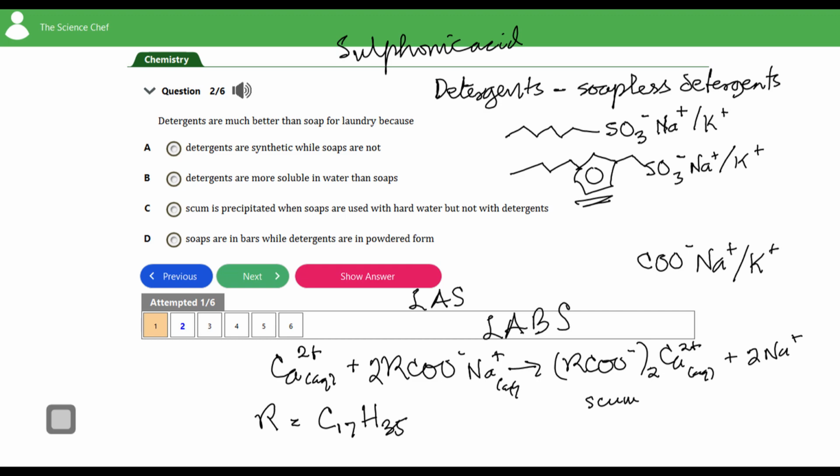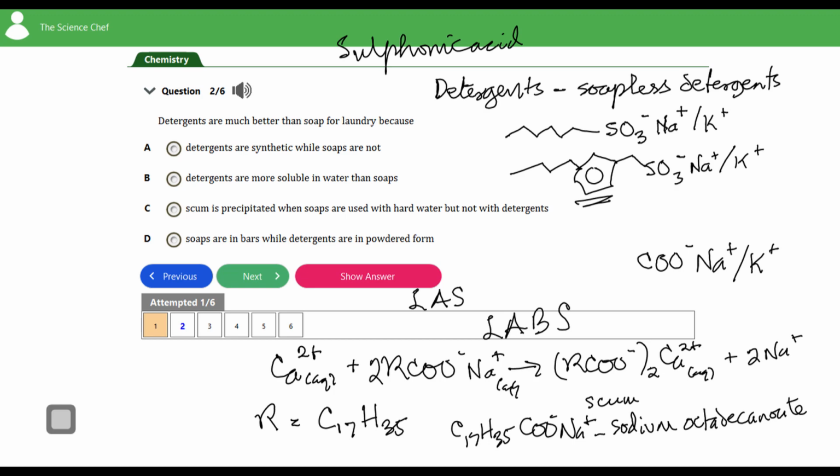Now, the value of R here is C17H35, right? Which means that the formula of this soap is C17H35COO minus Na plus, that's sodium octadecanoate. That's to show us that soap is a compound. Sodium octadecanoate. It can either be sodium octadecanoate or potassium octadecanoate.